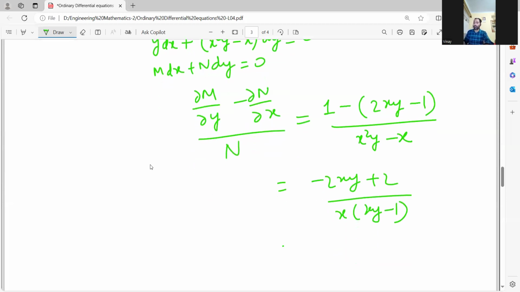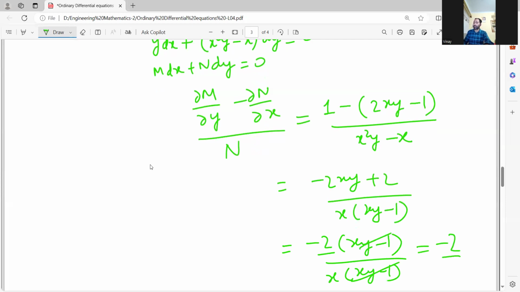And in the top, what is it? Minus 2y. So take minus 2 common. What you will be left with? xy minus 1 upon xy minus 1. This goes away. What did you get? Minus 2 by x. Basically, this value is a function of x only. What you got? g(x). Okay, some function.